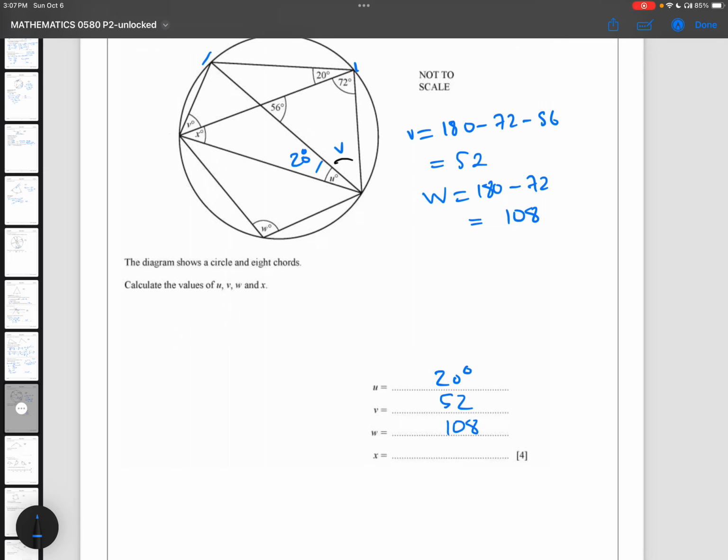And to get x, I had to find this angle. This will be equal to 56. To get this angle, we will subtract 360 minus 56 minus 56. We got 248. We divided by 2. We got 124. This will be equal to 124. Now to get x, we need to subtract this 124 and 20 from 180. So 180 minus 124 minus 20 is equal to 36. So x is 36. Now let's move on to the next question.